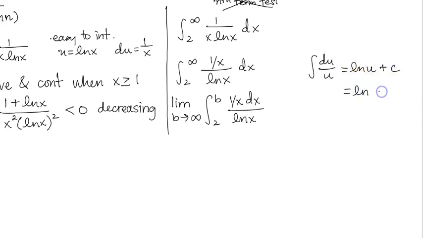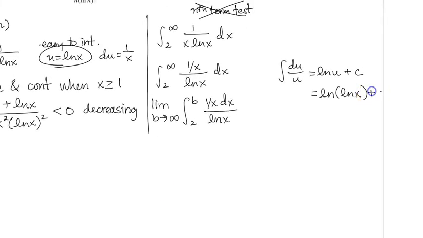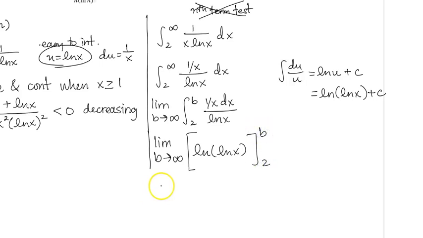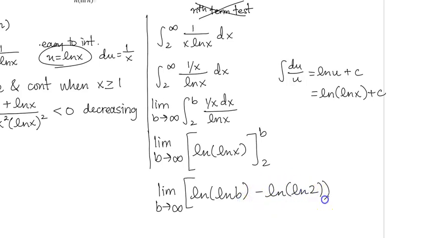And remember that our u was natural log. I chose that back here. So this is natural log of natural log x plus c. When I go back to my integral, I won't put those plus c's in there because we do have limits. So we'll apply the fundamental theorem of calculus and evaluate natural log of natural log x from 2 to b. We start off and evaluate it at the upper limit of b, giving us natural log of natural log b. And from that, we subtract natural log of 2.